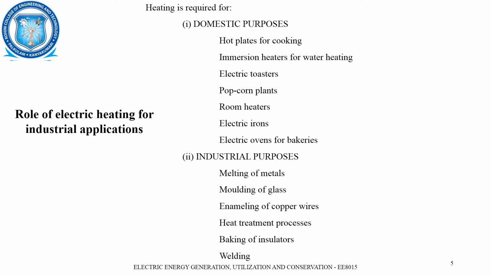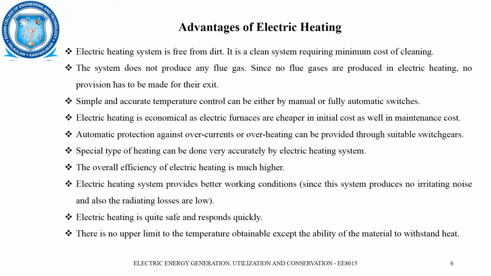Next, for industrial activities like melting of metals, molding of glass, enameling of copper wires, heat treatment processes, baking of insulators, and welding, we normally use the electric heating process. There are n number of advantages. First, the process is completely automatic, so we do not have to watch continuously whether it is fine or not. Continuous involvement of any human activity is not needed.